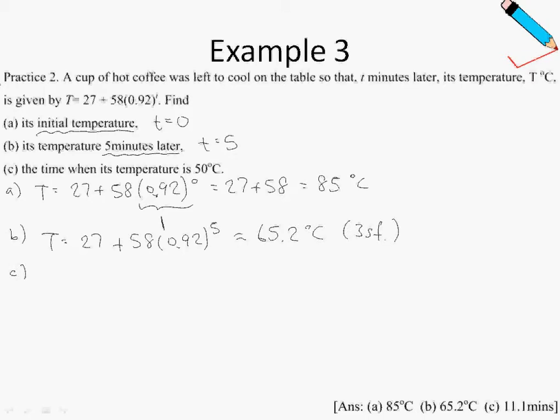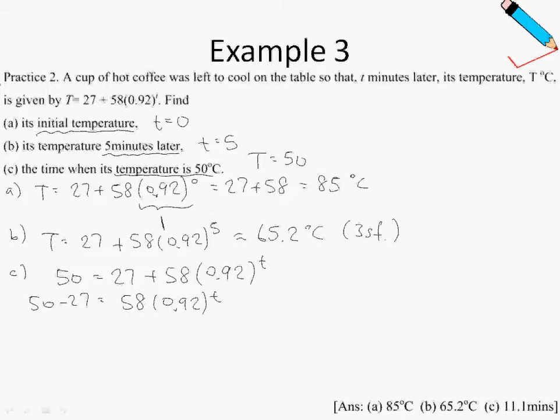In part C, we want to find the time when the temperature is 50 degrees. So this means that my big T is equivalent to 50. Substituting this into the given function, I'll get 50 equals 27 plus 58 times 0.92 to the power of t. To solve this, shift the 27 over to the left. So 50 minus 27 equals 58 times 0.92 to the power t. This is just 23.